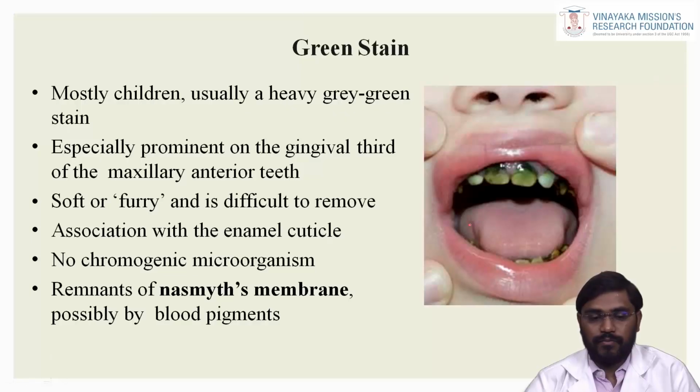Coming to the green stains, mostly in children, a heavy grey-green stain is usually seen, especially prominent on the gingival third of the maxillary anterior teeth. It is soft or furry and difficult to remove, and associated with the enamel cuticle. There are no chromogenic microorganisms; it is from remnants of Nasmyth's membrane, possibly with blood pigments. Usually Nasmyth's membrane is present at birth, so if there are remnants of it and a possibility of blood pigments, green stains can occur.